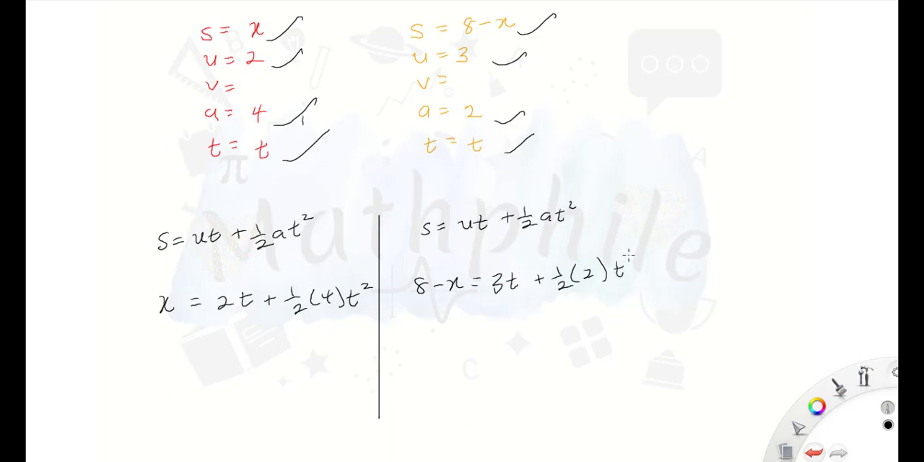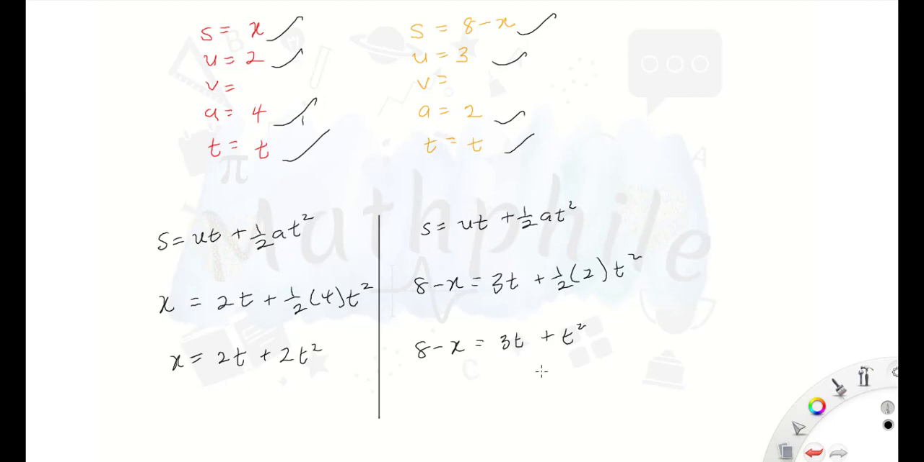Okay, let's try to simplify first. x is equal to 2t over here. This cancels out, and this is 2t squared. And this is 8 minus x is equal to 3t. And I think this cancels out, and this will be t squared. Am I right? Yes. Okay, good.